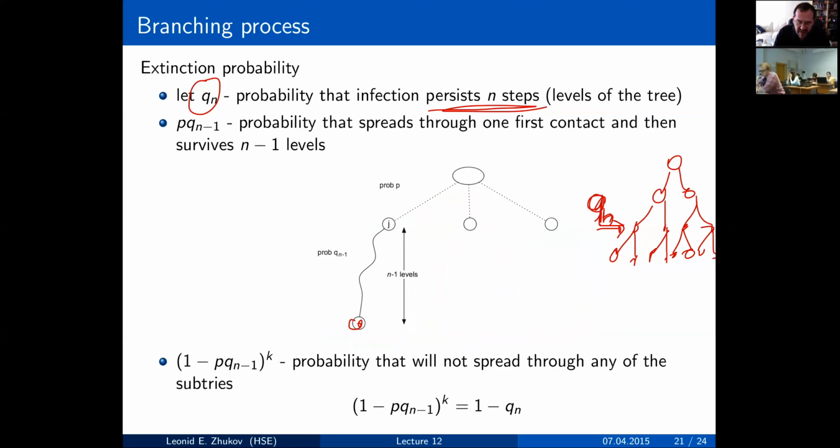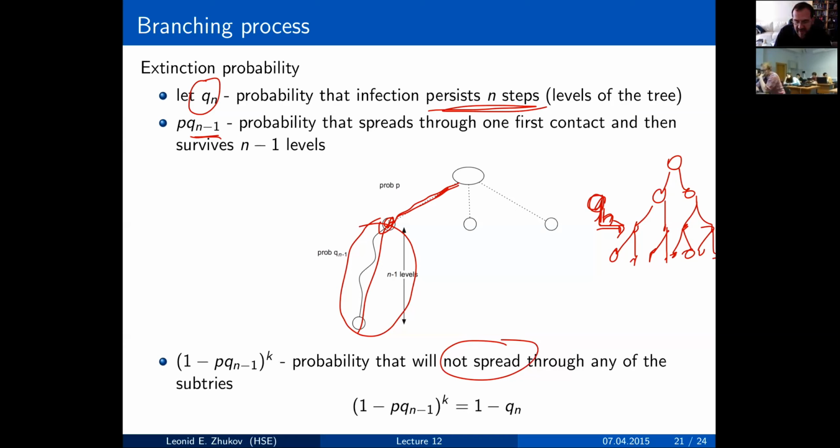Because for infection to survive, there are multiple ways, and because these are independent paths, you will have to add the probabilities, right? But if you're dealing with not survival, then it's easier. Why is it easier? Well, let's look at this. If Qn is the probability that infection survives n steps, Qn-1 is the probability that it survives n-1 steps. Then the probability that infection actually survives this branch of the tree is p, the probability to go on one link, times Qn-1. So it spreads to one of the first contacts, and then survives n-1 levels.